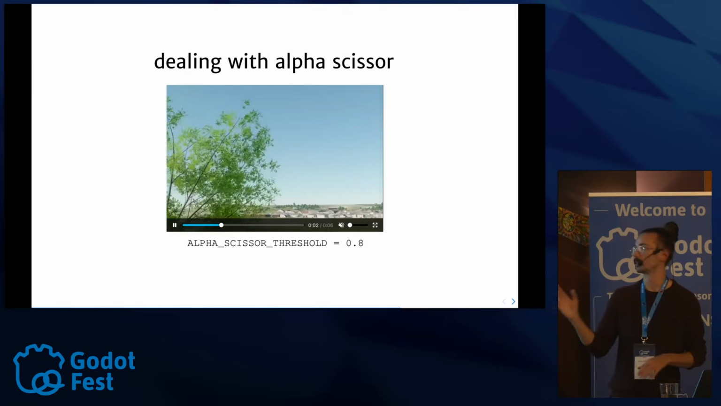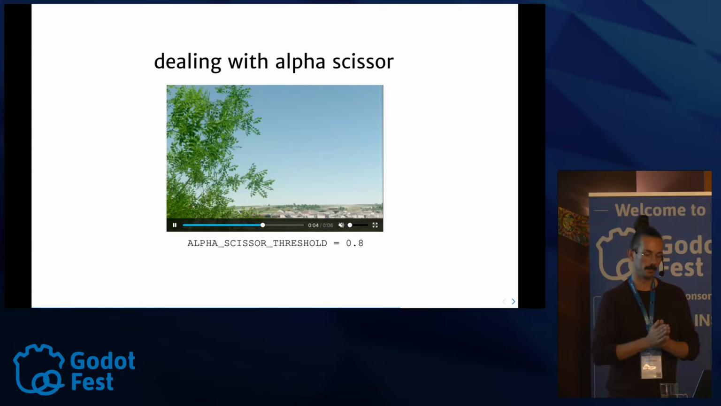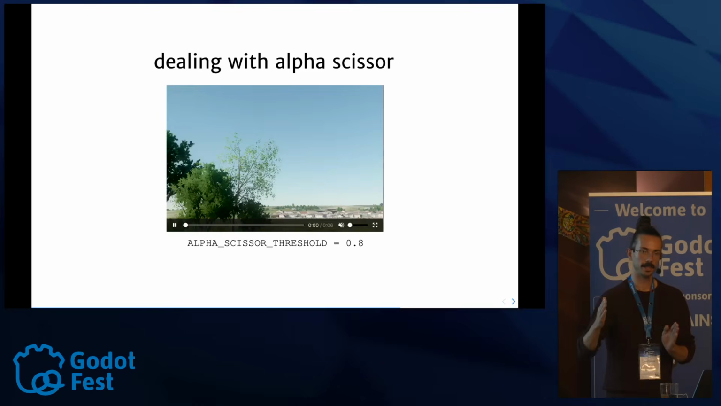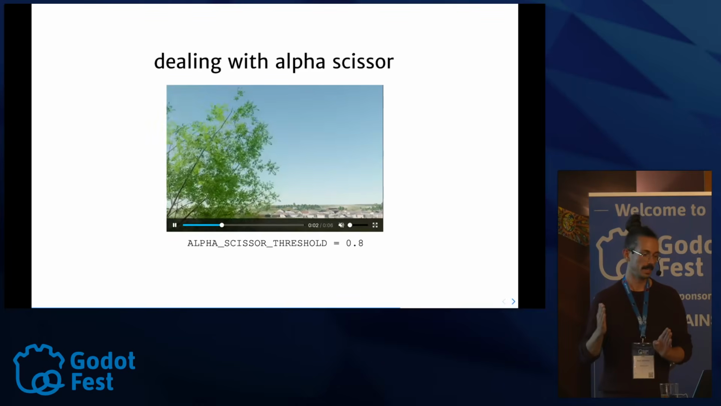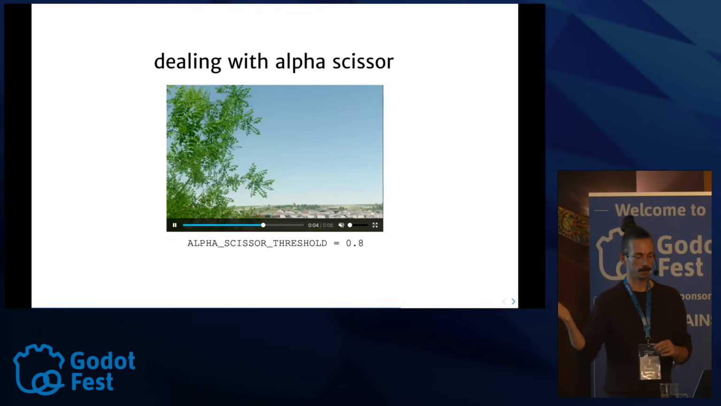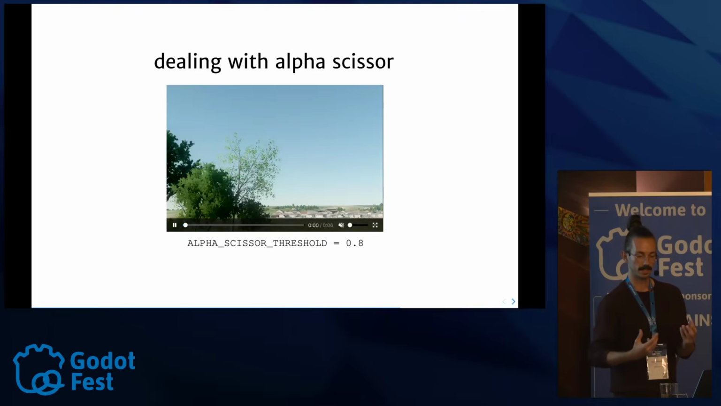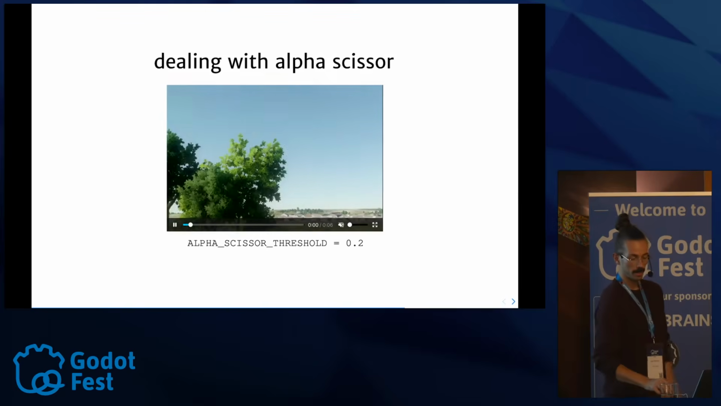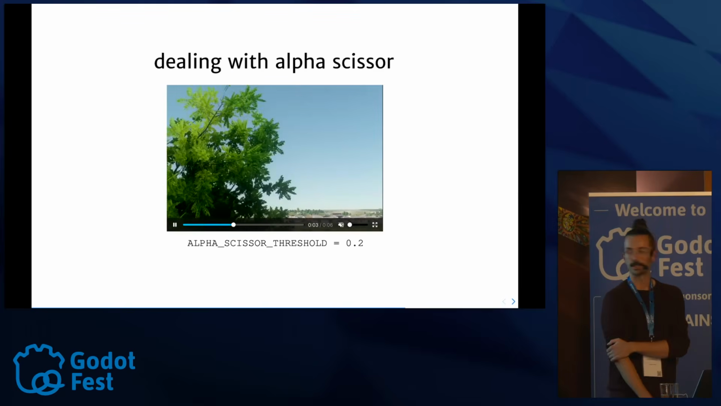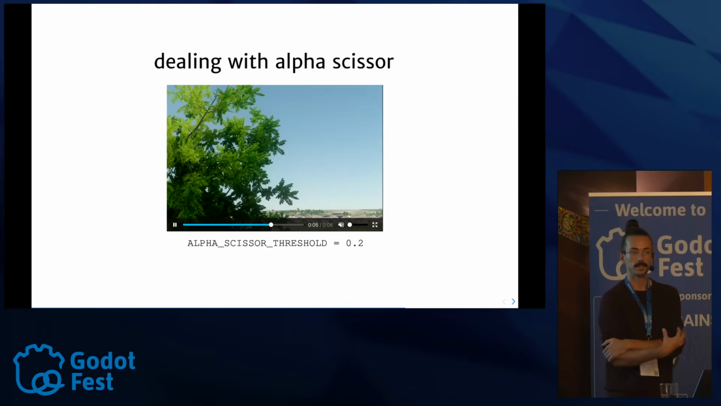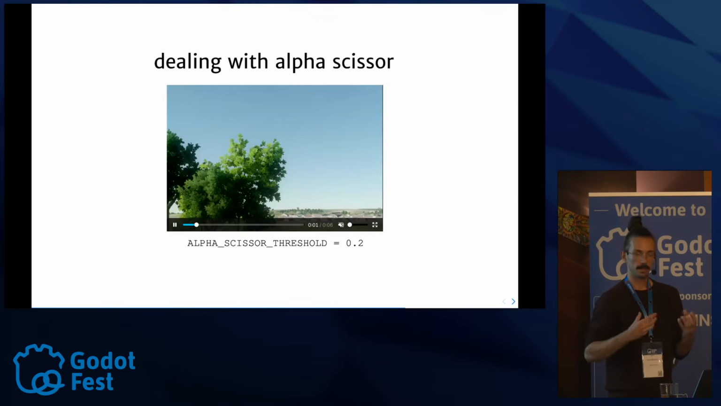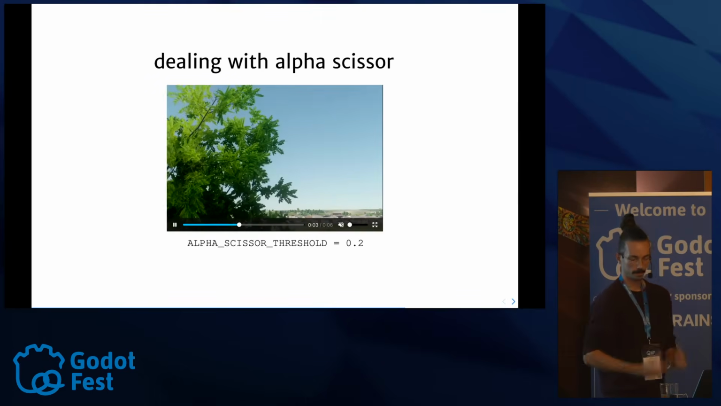So here we have a threshold of 0.8, meaning that alpha has to be 0.8 or higher in order for the pixel to be opaque. As you can see, it looks pretty good up close, but in the distance, you barely see any leaves. On the other hand, with a lower value, like 0.2, it looks good in the distance, it looks very full, but up close, you lose some detail.